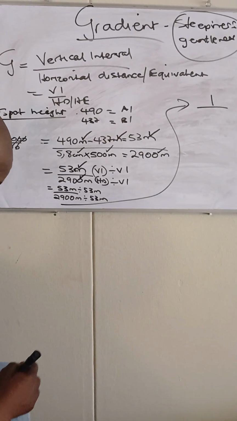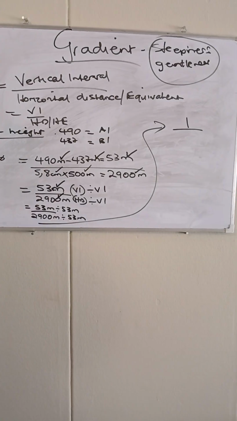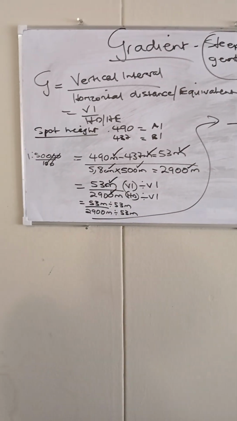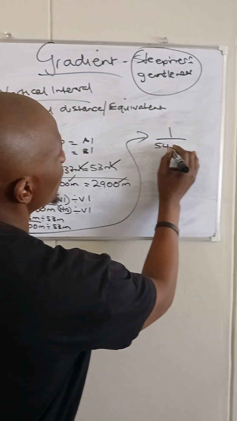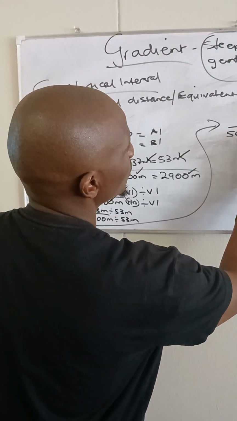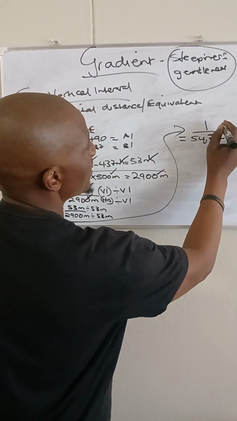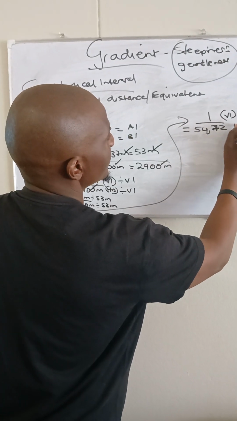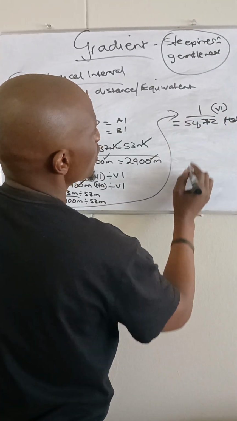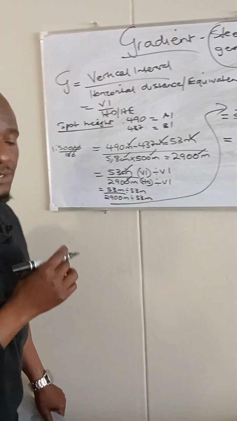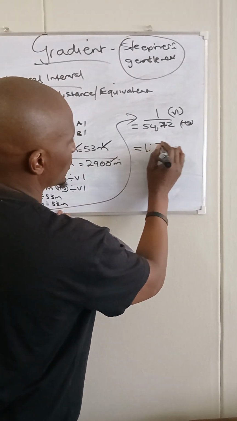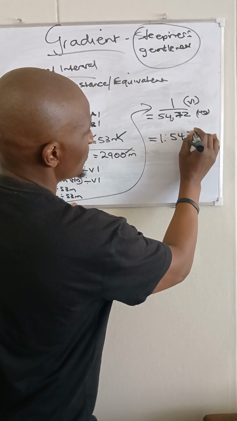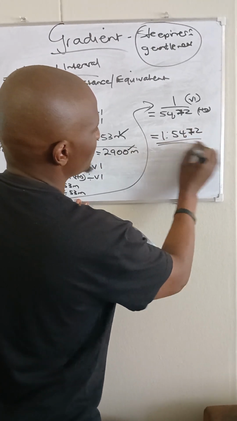We get 54.716, which I've converted to 2 decimal places, so it gives me 54.72. Okay, this is what I have. Remember, this is our VI, this is our HD. There is no unit of measurement, so you don't leave it like this. You write it as a ratio, 1 is to 54.72. That will be the gradient.